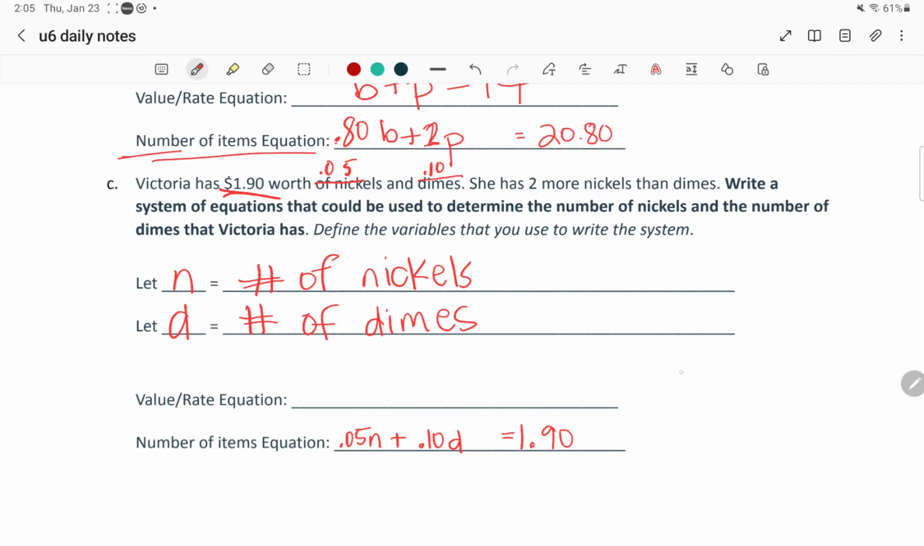And lastly, I know that I have 2 more nickels than dimes. So nickels, dimes. If I have 3 dimes, then I know I have 5 nickels. If I have 10 dimes, I know I have 12 nickels. So I'm going from dimes to nickels, and I'm adding 2 each time. So I know that my equation is going to be D plus 2 equals N.